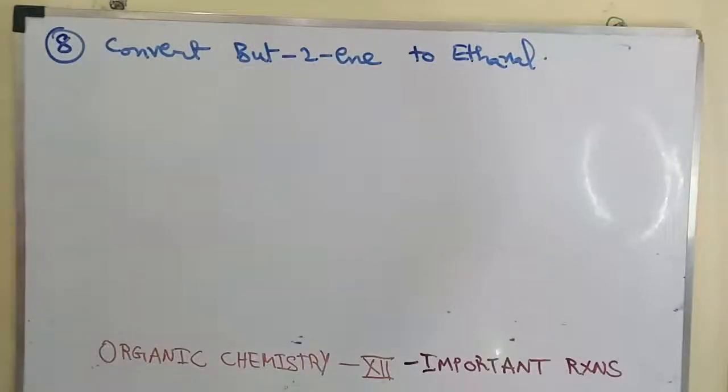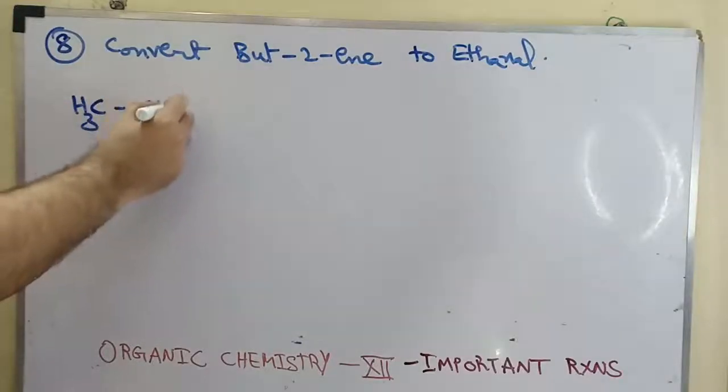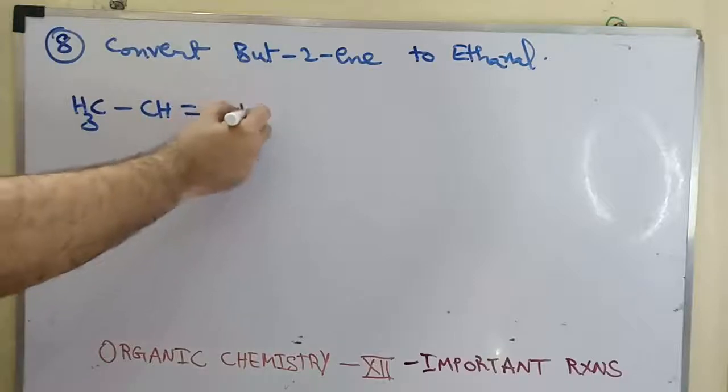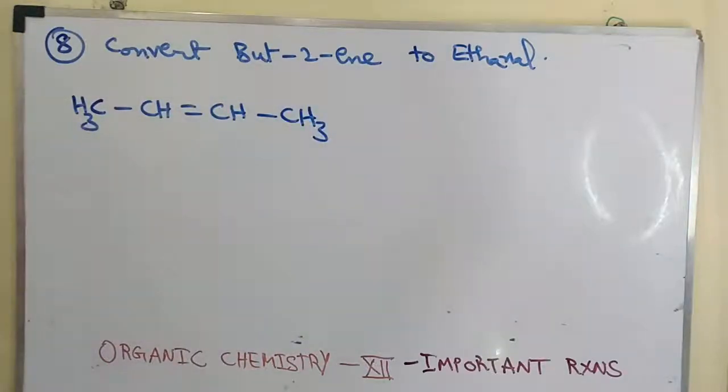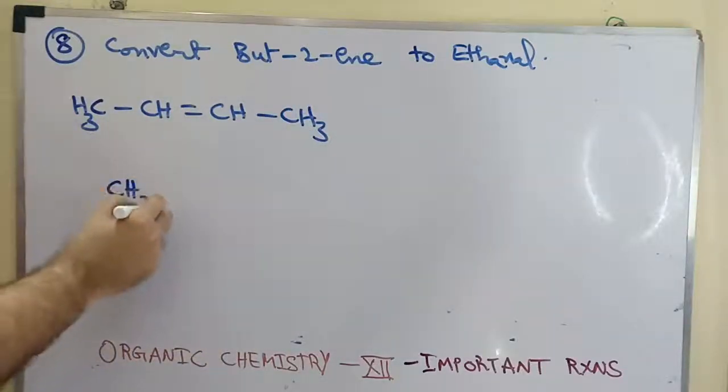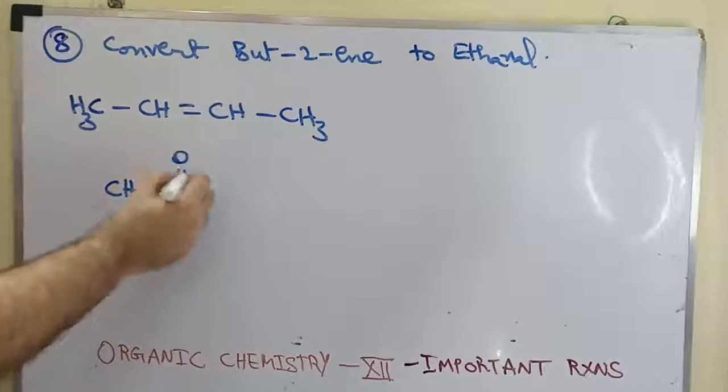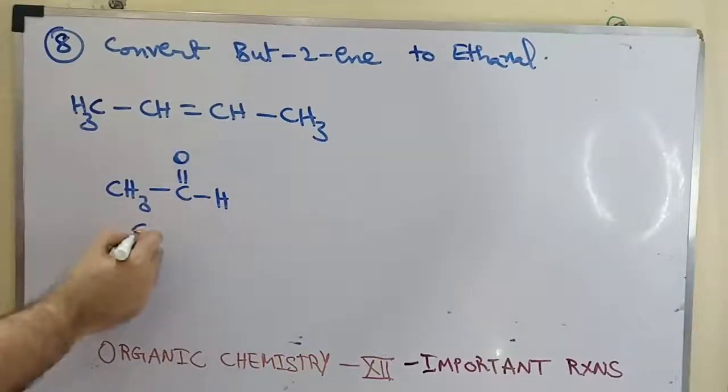Convert butene to ethanol. What is butene? Let me draw the structure. CH3CH=CHCH3. This is butene. And ethanol, what is ethanol? That is acetaldehyde. That is nothing but acetaldehyde. That is ethanol.